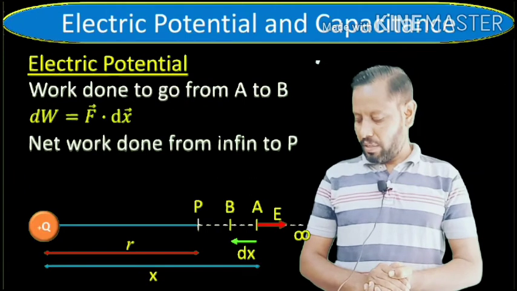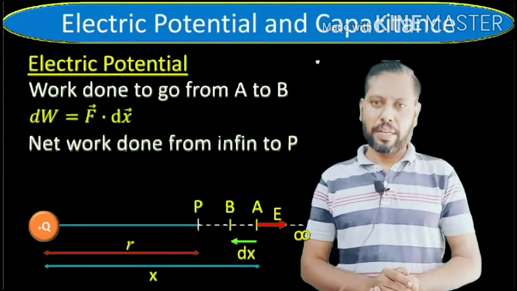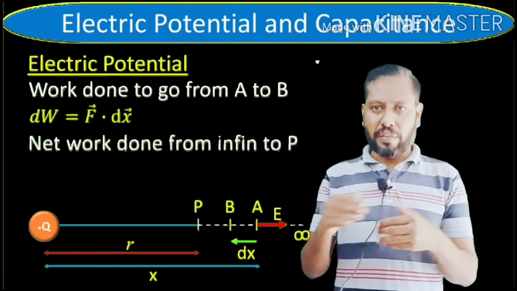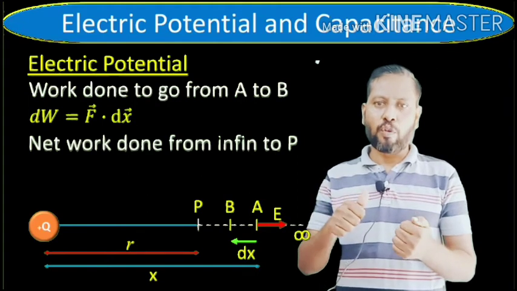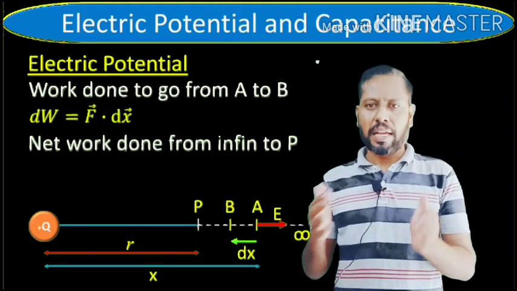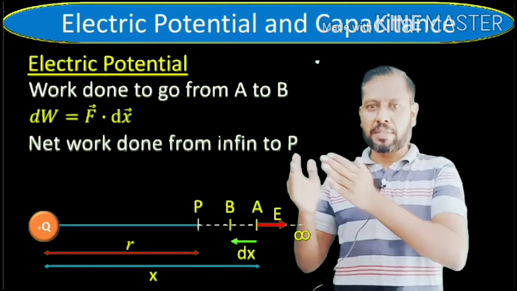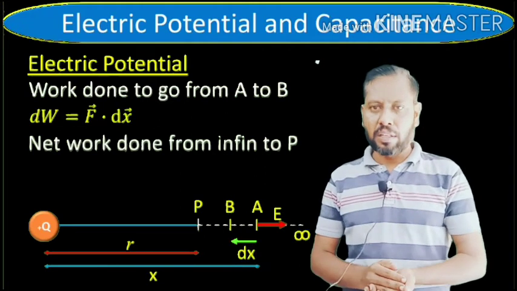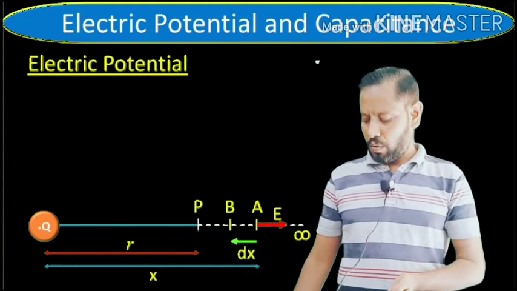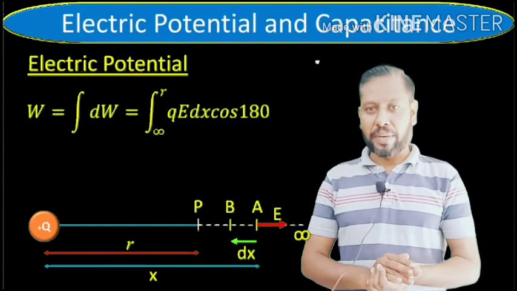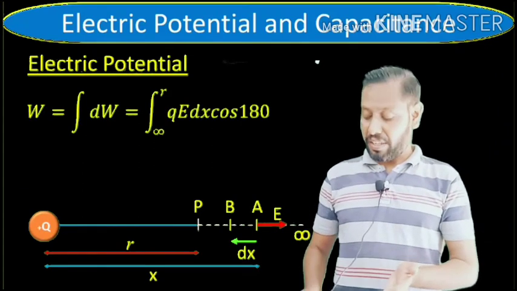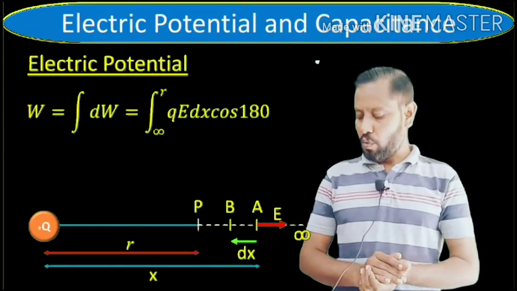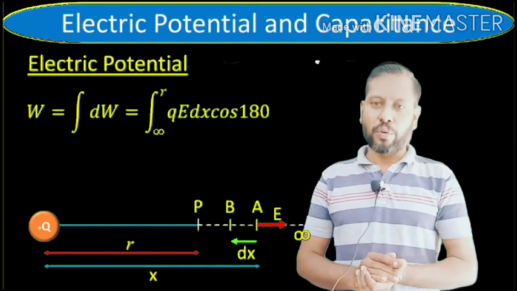Then the net work done from infinity to P. For small A to B we have taken F dot dx. If I want to find the net work done to go from infinity to point P, I have to take all such small slots, small dx and small work done dW, and so on. So here I have to take the integration. The net work done can be given by W equals integration of dW, and if I put the values here, it turns out to be integration of q E dx cos 180.